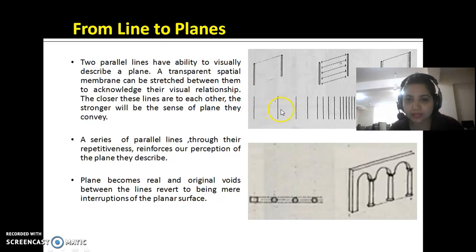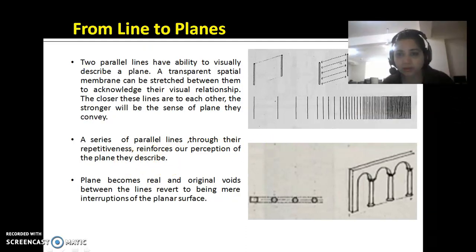Over here we see a series of lines. The closer they come to each other, the more they form a plane. The series of parallel lines, through their repetitiveness, reinforces our perception of the plane they describe. That is very much visible in this. The plane becomes real and original.